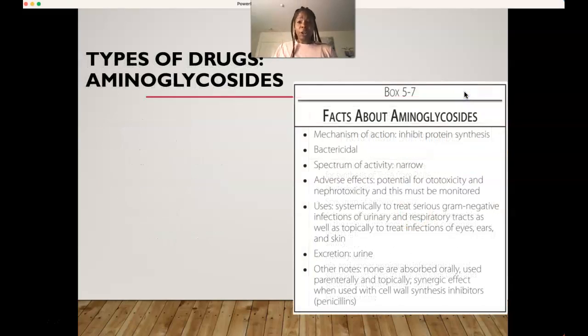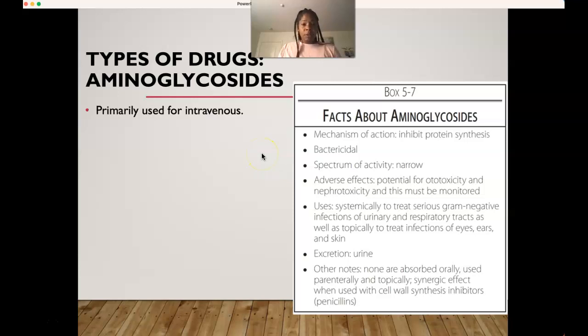The next type of drug are your aminoglycosides. The mechanism of action is very similar to your macrolides and your tetracyclines in that they inhibit protein synthesis, and they are bactericidal in nature, but narrow. So again, they'll destroy everything. They'll destroy the specific bacteria. But again, that immune system is going to be very passive in this particular process.